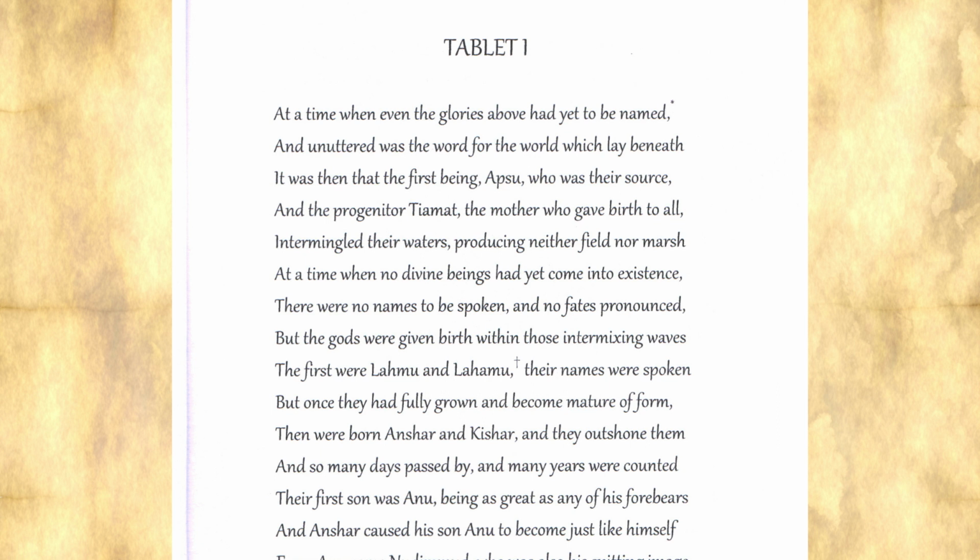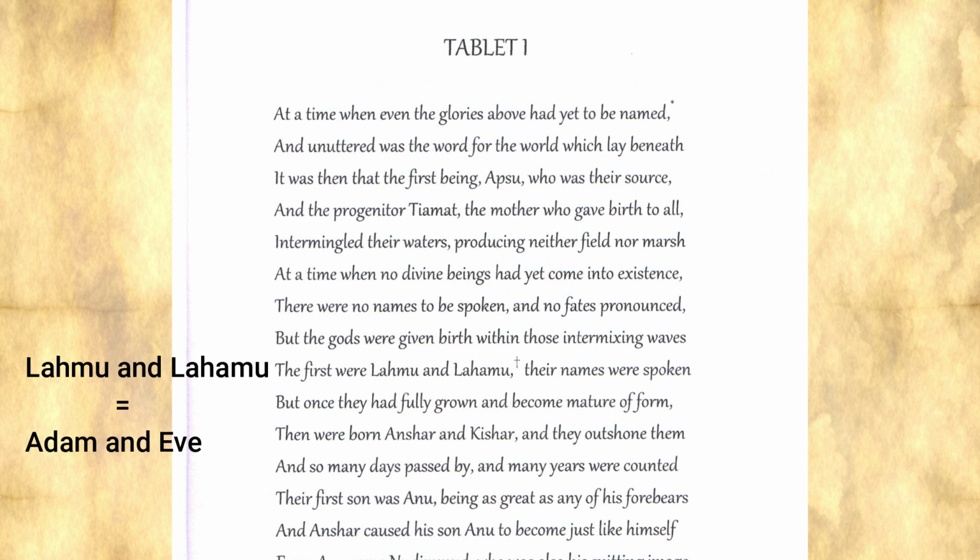But the gods were given birth within those intermixing waves. The first were Lamu and Lahamu. Their names were spoken. All right, I'm just going to jump around with what I've already analyzed in the past. This Lamu and Lahamu down here, that's equal to Adam and Eve. Lamu and Lahamu, that's a male and female version of the same name. My name is Daniel. You could say Daniel and Danielle. That's my conscious and my subconscious, my male, my female side. So this is the first creation right here of there's a consciousness, an awareness of who and what we are.